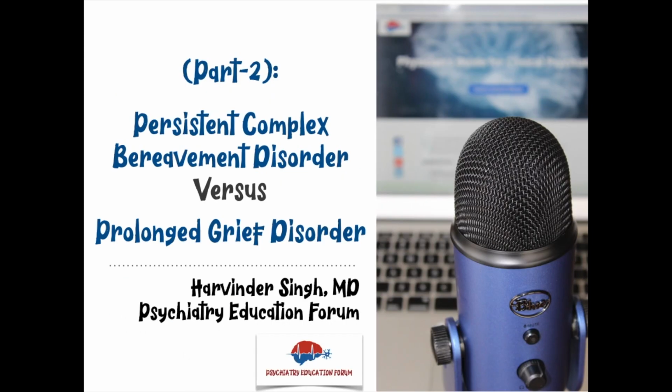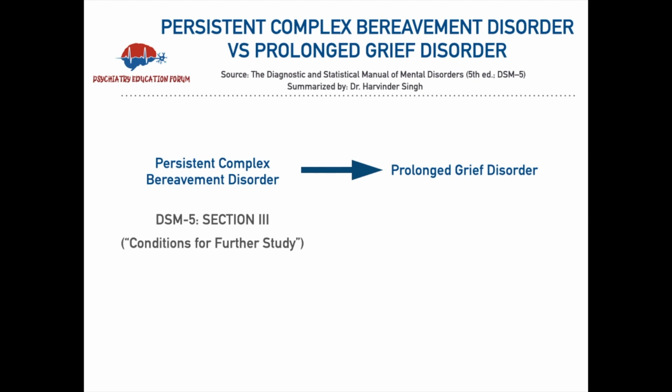But let's begin our section for today, which is persistent complex bereavement disorder, also called PCBD, versus prolonged grief disorder. Now, before I go into the difference between them, there is something that we need to understand. In DSM-5, there are many sections: section 1, 2, 3. Section 3 includes disorders or conditions that need further study. So persistent complex bereavement disorder is currently in section 3, so it needs more study. And recently they proposed this prolonged grief disorder criteria. If this is approved, this will move to section 2 of DSM-5. So persistent complex bereavement disorder will become prolonged grief disorder with refined criteria.